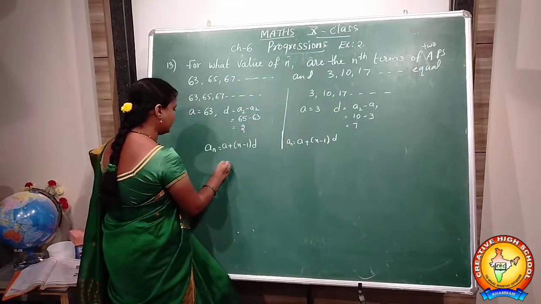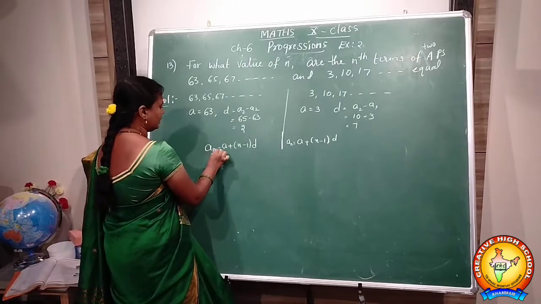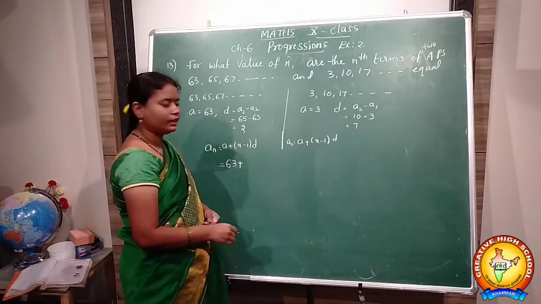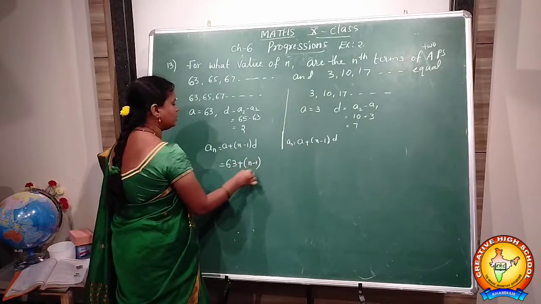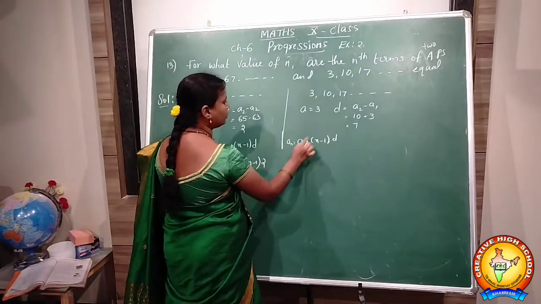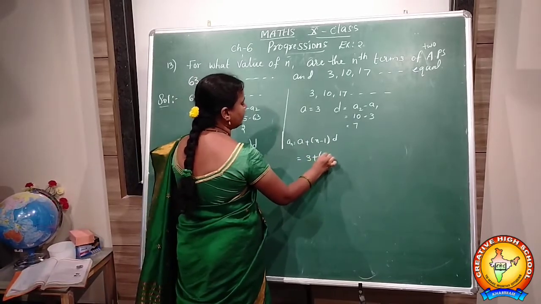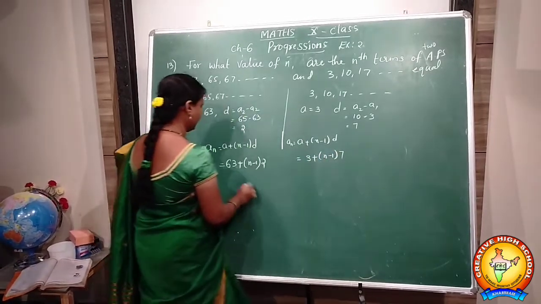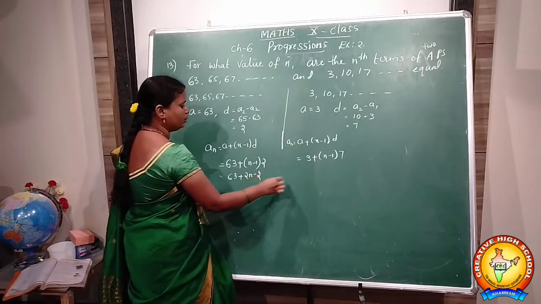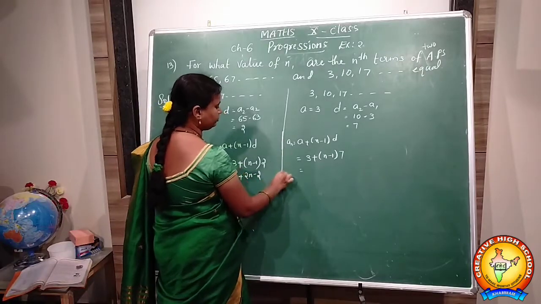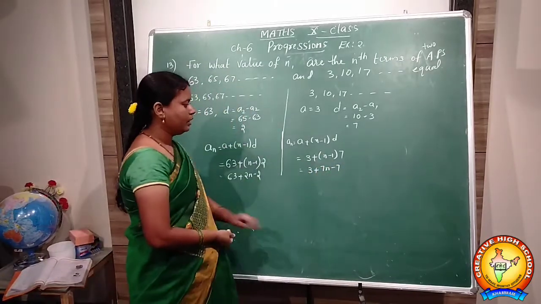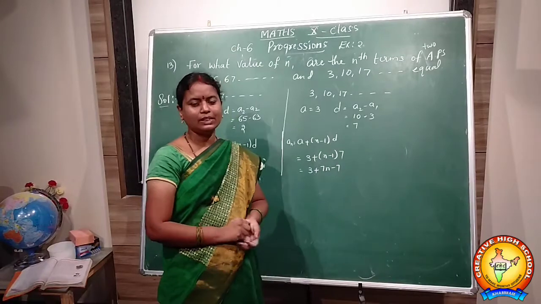Okay. See, let us substitute these values. The a value is 63 plus, we don't know the n value. That only we are going to find. n minus 1 into d value, which is 2. So here also it is equal to a value 3 plus n minus 1 into d value, which is 7. So 63 plus 2n minus 2, and here it is 3 plus 7n minus 7.